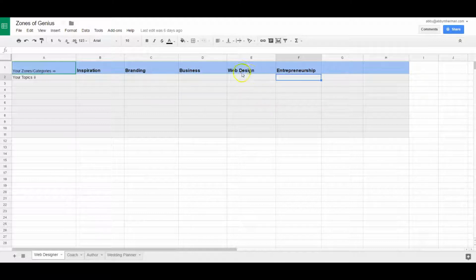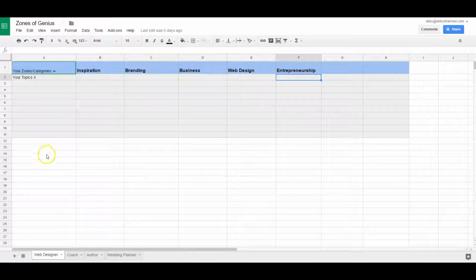So that would be a really general topic, and I would actually encourage this web designer to narrow down what that means. And then, because this might actually turn into two categories, so it might be like web development versus web design. It depends on the business owner's actual business. And then entrepreneurship. So this could be like their own journey in entrepreneurship. And then what I recommend my clients do is to now start brainstorming different topics, different things that you can talk about in each of these categories.